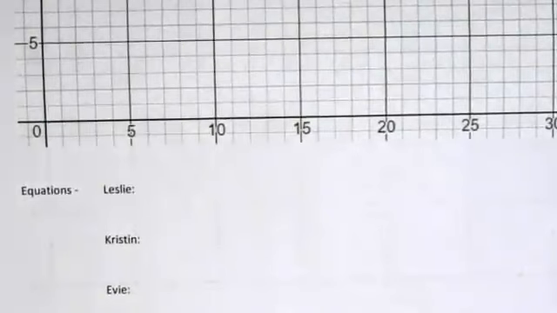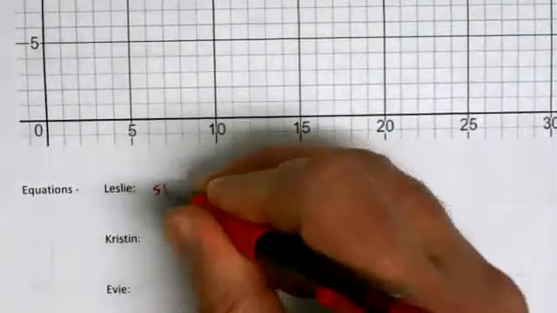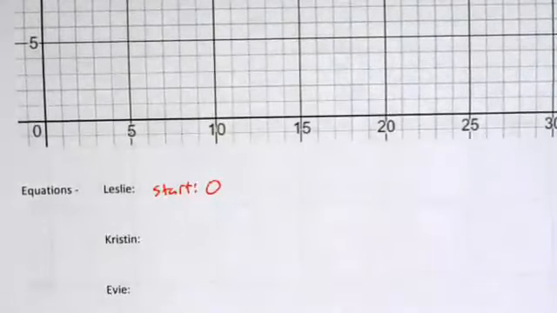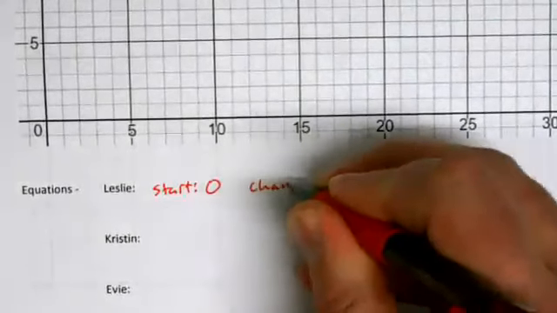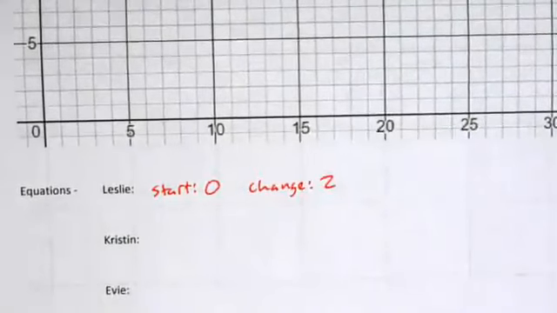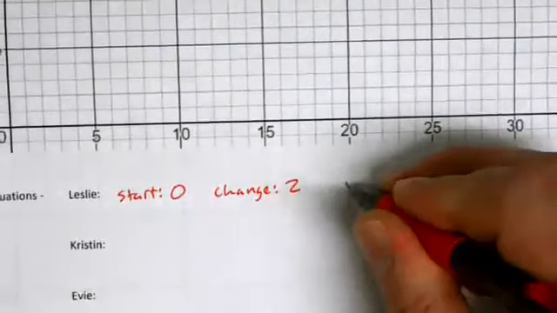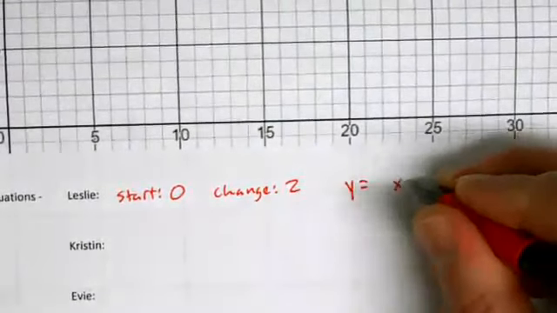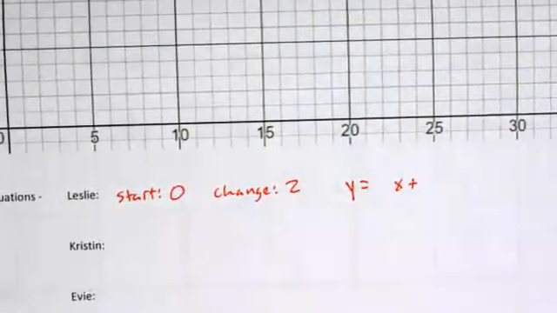So I know you guys already have this down, but Leslie's starting at the starting line, so her start value is 0, her change is 2, because she's going 2 meters every second. So my challenge to you is, can you write me an equation for that? Y equals something x plus something. Can you remember where the 0 and the 2 are going to go in your equation?